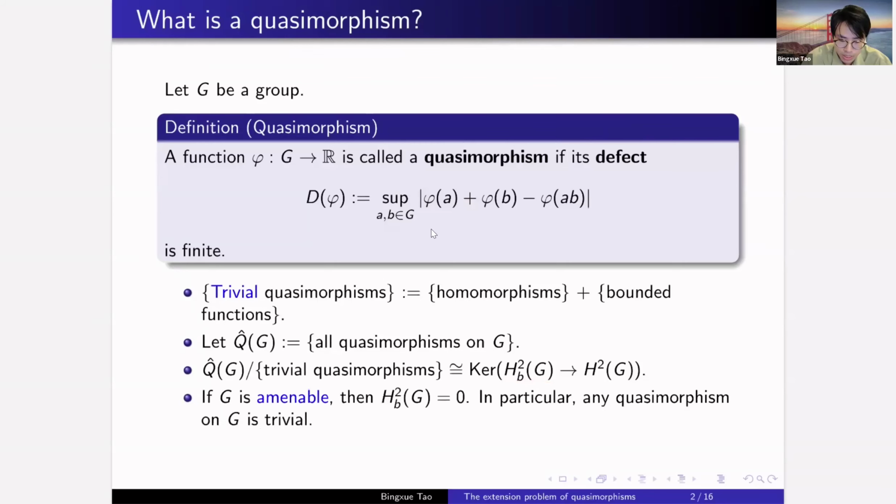But for many groups, for example amenable groups, the second bounded cohomology vanishes. In particular, we also know that any quasimorphism on G is trivial. So next I will give you an example which constructs a non-trivial quasimorphism.